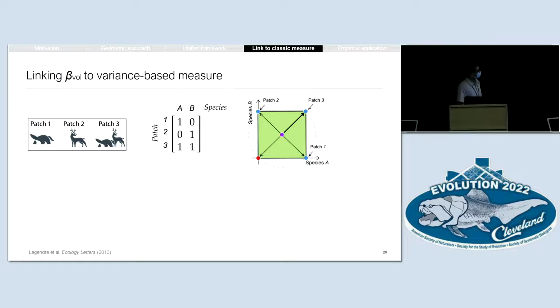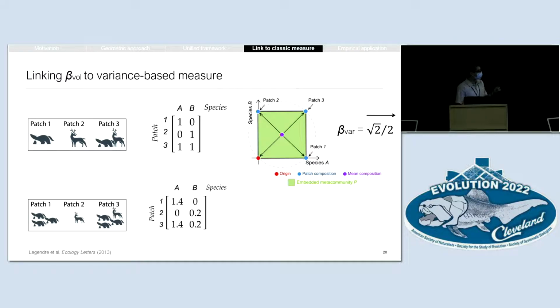And we again embedded it into our 2-dimensional space, patch 1, patch 2, patch 3. And the crux of this variance-based method is to measure how the patch composition compares to the mean composition of the whole metacommunity, so basically to the purple one, which is the center of the geometric object. The beta variance-based measure is simply the length of this vector, which is around the square root of 2 over 2. Note that in Legendre's original paper, he did not propose this geometric interpretation, but we figured it's very easy to represent it geometrically.